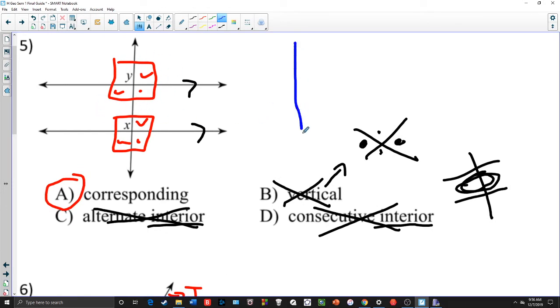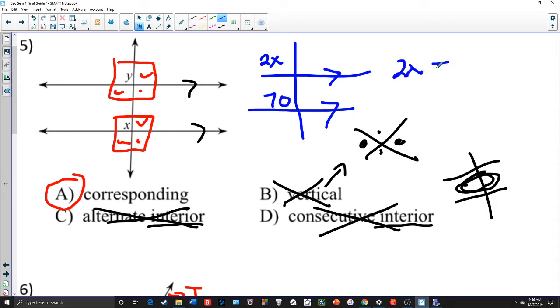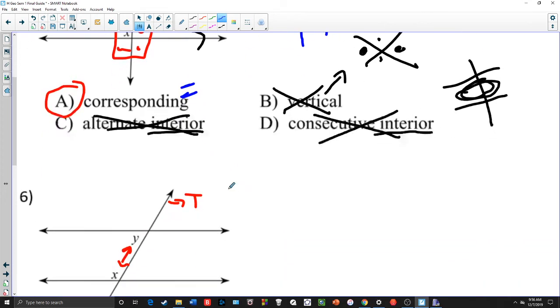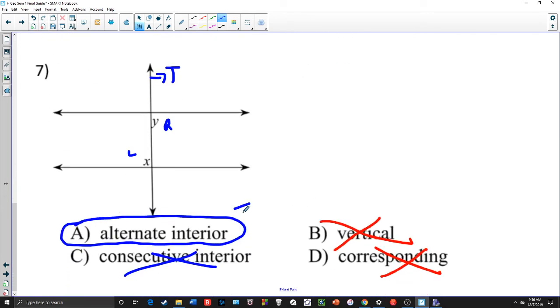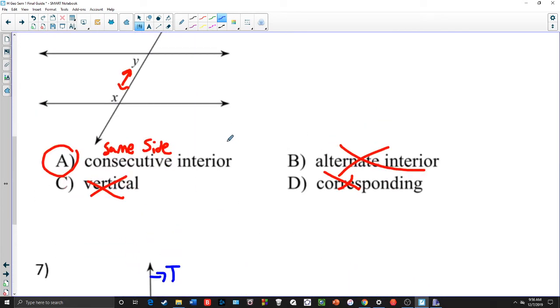So if you had a problem like this, and you had 2x and 70, and they said find the value of x, then you would say 2x equals 70, and then you divide by 2 and get x equals 35. But corresponding angles are always equal to each other. Alternate interior angles are always equal to each other. And then consecutive interior angles are always going to add to equal 180. So those are the rules for those types of angles.